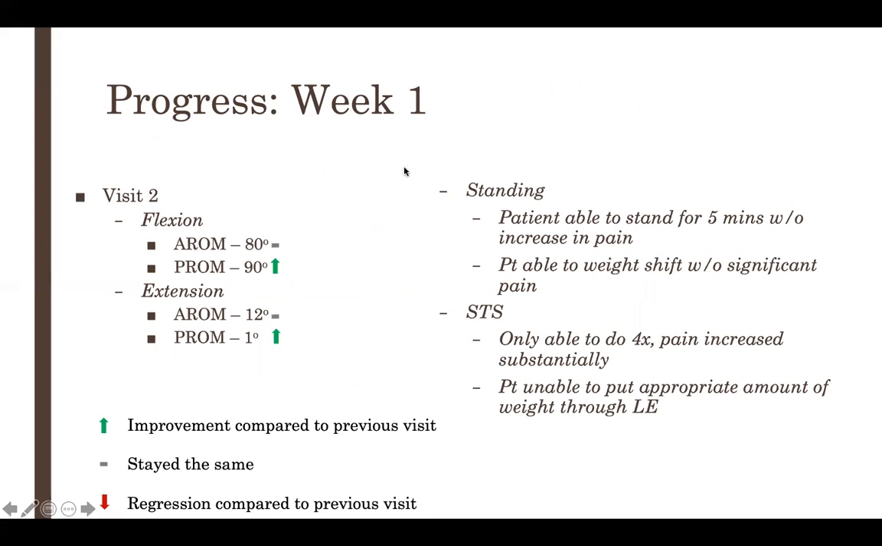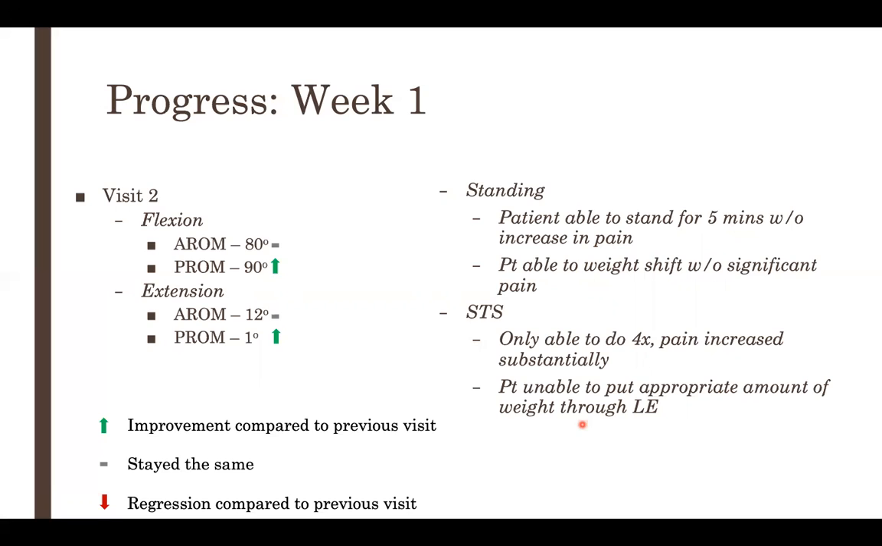So for progress in week 1, she stayed the same with active range of motion in flexion and extension, but improved in passive range of motion for both flexion and extension. From this point onward, she was able to stand for 5 minutes without increase in pain and was able to weight shift without significant pain. For sit to stand, she was only able to do it 4 times, and we stopped her at 4 times because pain increased quite a bit.